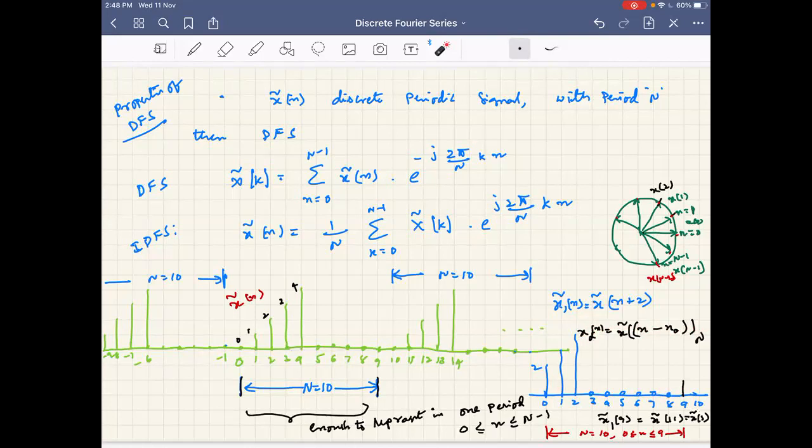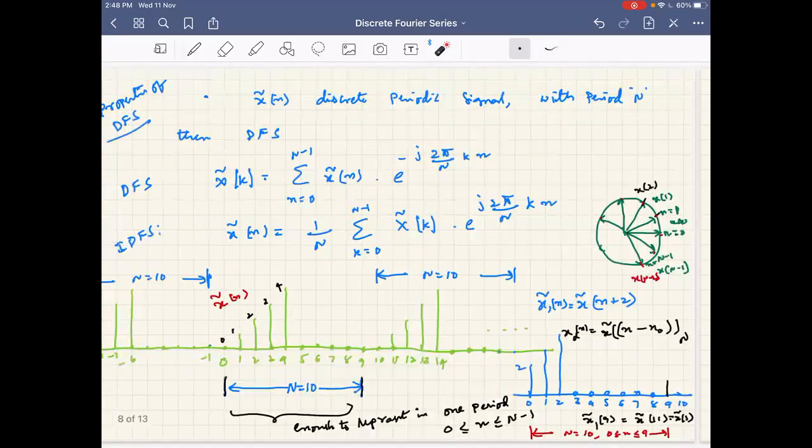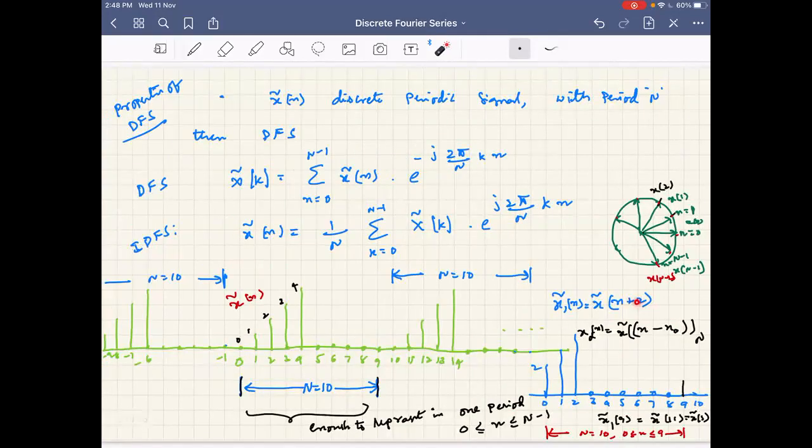Hope this is understood. Now, if this happens in the time domain, what's the implication in the frequency domain? Let us see that now. So assume that there is a delay by n naught units. N naught may be positive or negative. In the previous case, you can consider that n naught equal to minus 2, right?